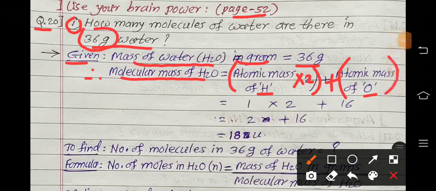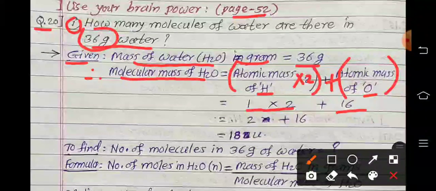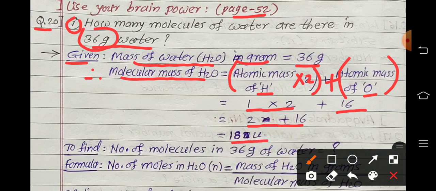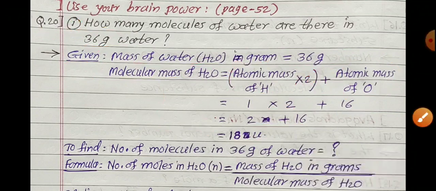Substitute the atomic masses. So atomic mass of hydrogen is 1 multiplied by 2 atoms in a water molecule plus atomic mass of oxygen is 16. So 1 multiplied by 2 means 2 plus 16. So we are getting the answer 18 Dalton. So molecular mass of water is what? 18 u, u means Dalton. 18 Dalton. Next.